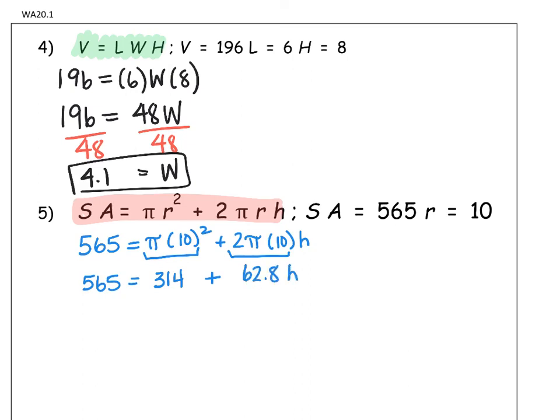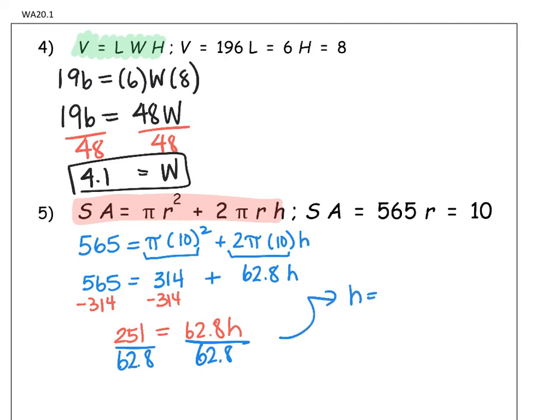Now it's just a two-step equation, so maybe a little bit easier to deal with. The numbers are still maybe a little bit ugly, but we want to deal with the moving of the adding and subtracting first. So I'm going to subtract 314 from both sides. So 565 take away 314 is 251 equals 62.8 times h, and then I need to divide by 62.8 because it's multiplying. So 251 divided by 62.8 gives you an h value of 3.999, so it's 4 is my h.